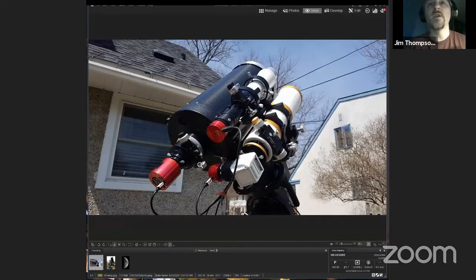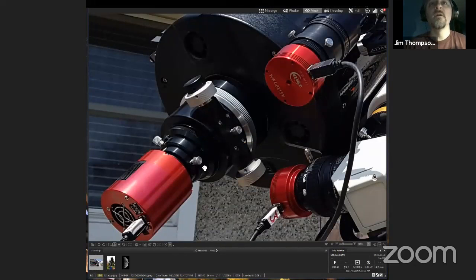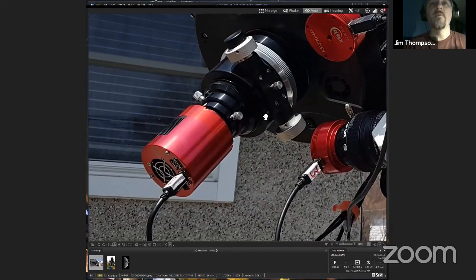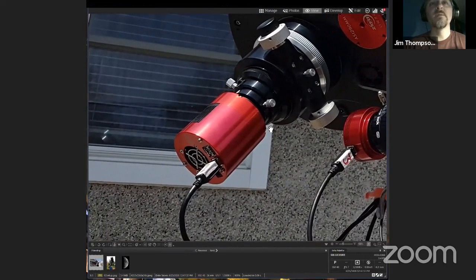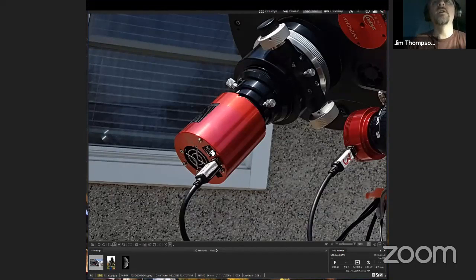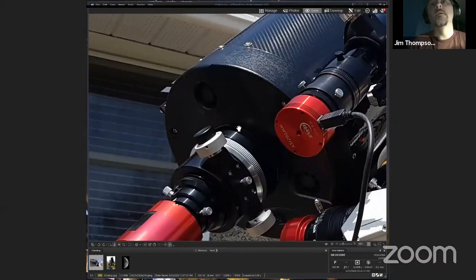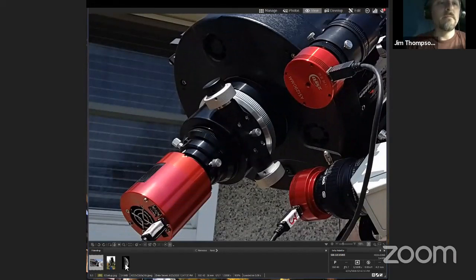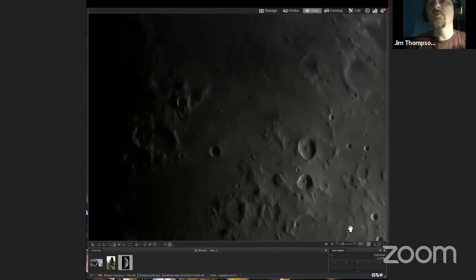I have another view here of what the camera looks like on the back. It's a similar setup to what I showed earlier this morning. So it's a monochrome camera made by ZWO. It's a Chinese company, and it's especially designed for planetary and lunar imaging. So the image we'll be looking at today is this one.